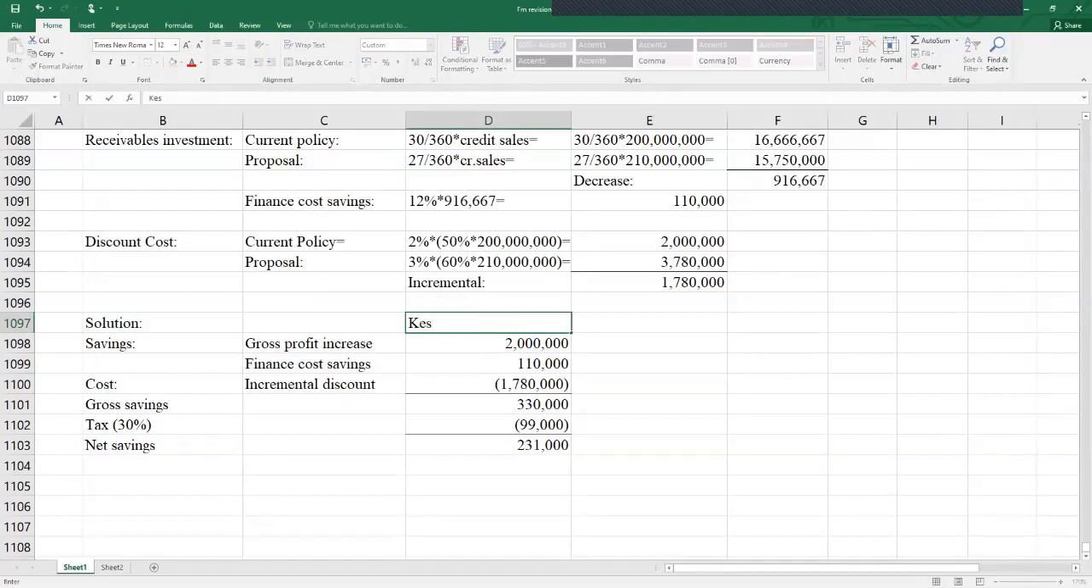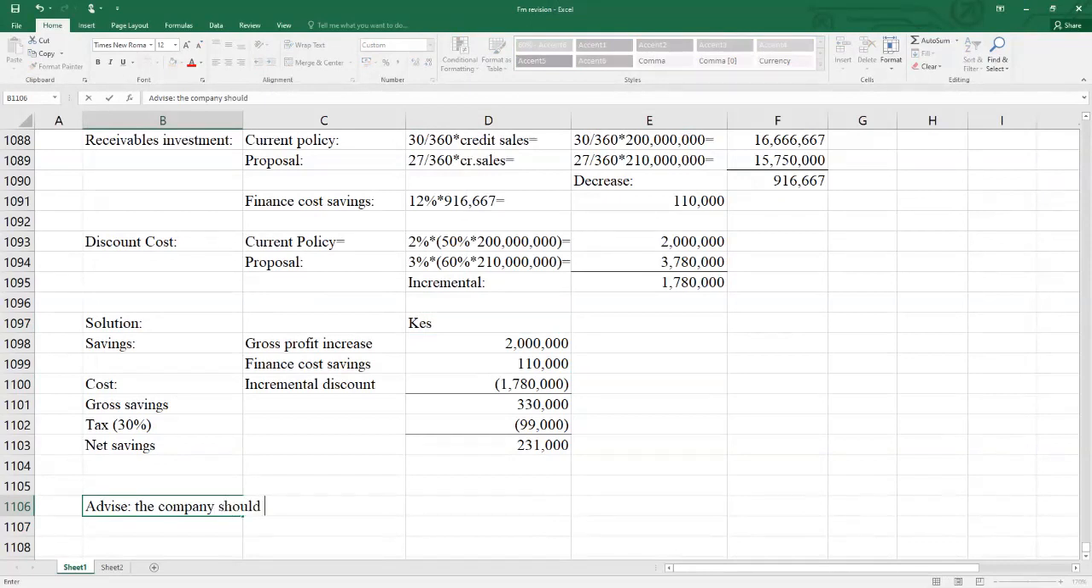Of course, it's worthwhile for the company to implement the proposal. Why? Because it yields an annual net saving of 231,000. So the company should implement that proposal. Okay. The advice: the company should implement the proposed changes. Company should implement, and don't be lazy.